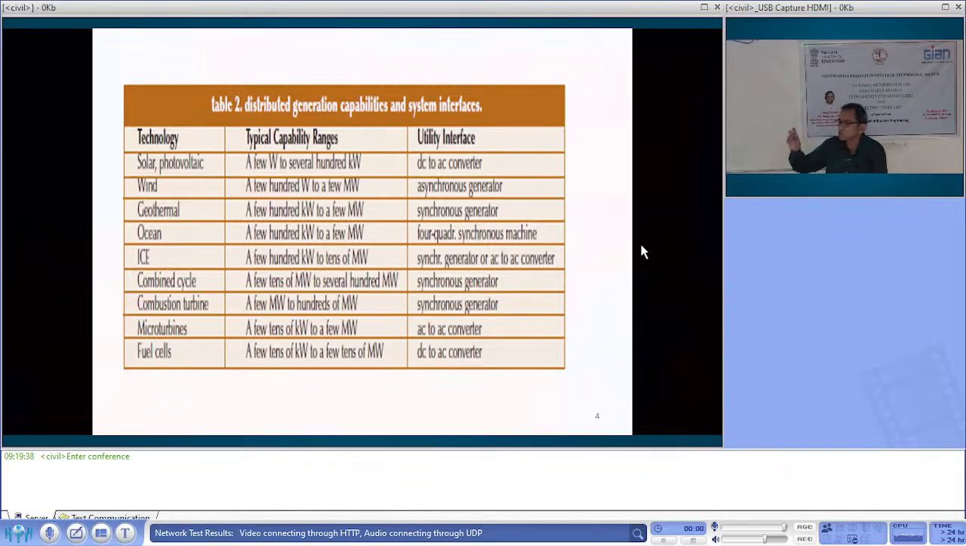Then which source is suitable where? You must know. अभी सोलर पैनल आपको 10 वाट का भी मिल जाएगा जिसके ऊपर आप एलईडी लाइट चलाओ, पर विंड टर्बाइन नहीं मिलेगा 10 वाट 50 वाट का. You will get it in 500 watts. So you must know the rating, a few watts to several hundred kilowatts for solar PV, and what is the interface required when you are talking about grid connected utility interface. Okay, so this is given. First solar PV, wind, geothermal, ocean, they come under renewable. Remaining from IC engine onwards up to fuel cell, they are non-renewable.